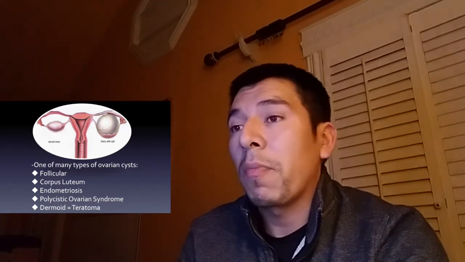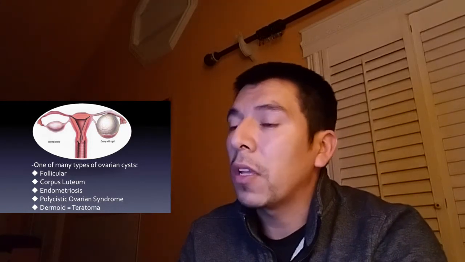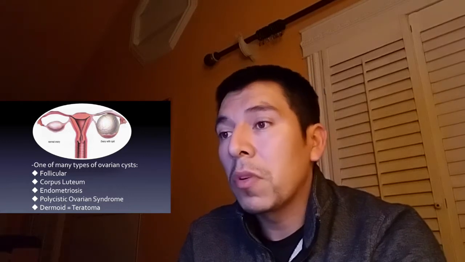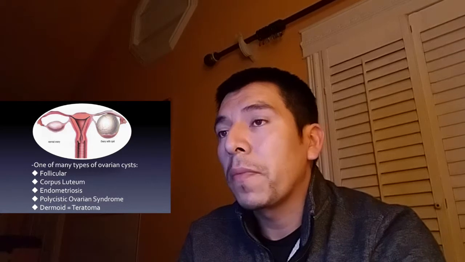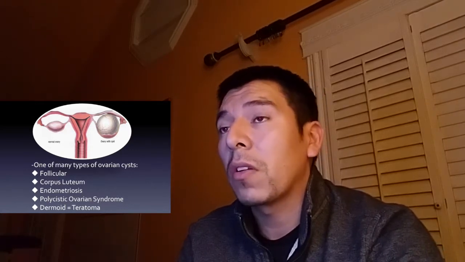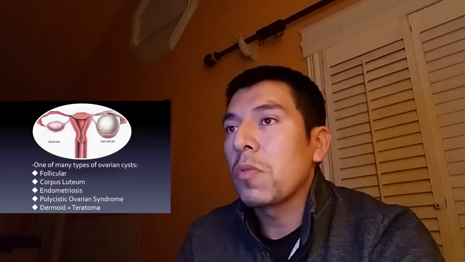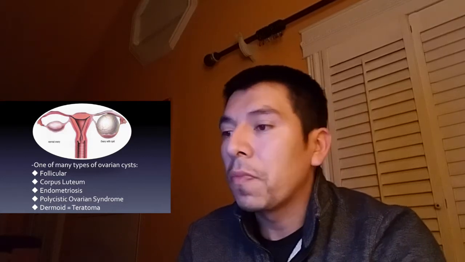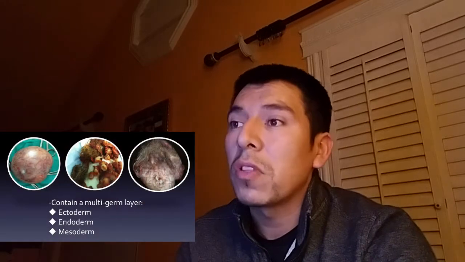There are many types of ovarian cysts. Just to mention a few, you have follicular, which has to do with the follicles. You have corpus luteum, which has to do with the menstrual cycle. You have endometriosis, which is a cyst growing outside the lining of the ovary, or sometimes in the fallopian tube. Then you have polycystic ovarian syndrome, which is many cysts growing inside the ovary. And of course, you have dermoid cyst, which is also known as a teratoma, which is my main topic today.